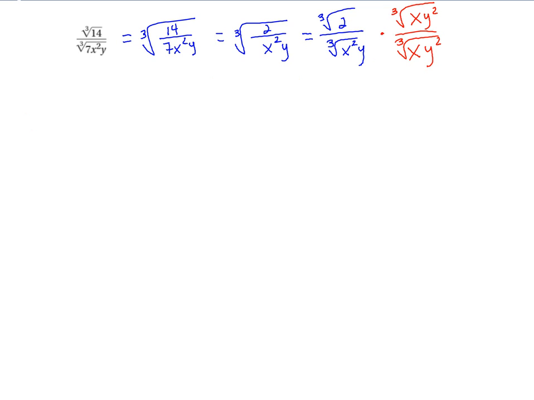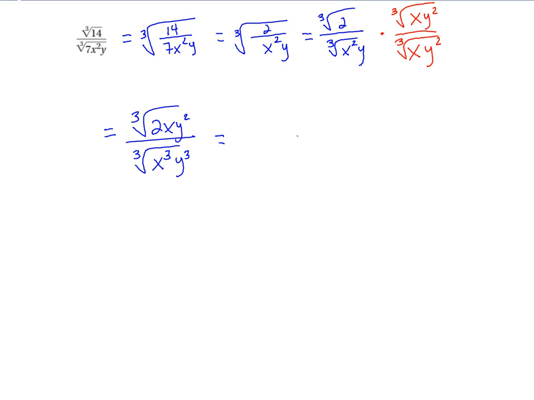So back to blue. And we're going to multiply everything out underneath our radical signs. So that's going to equal the cube root of 2 times x, y squared in my numerator over the cube root of x cubed, y cubed.